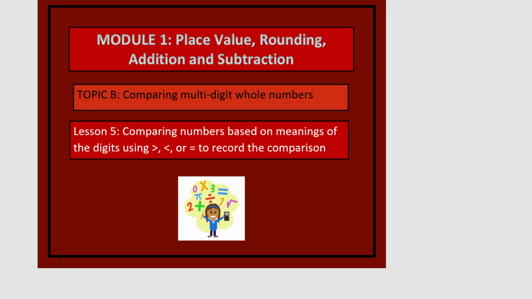This is Module 1, Lesson 5. In this lesson, we'll be comparing numbers based on meanings of the digits using greater than, less than, or equal to record the comparison. And we're going to start again with our place value chart.